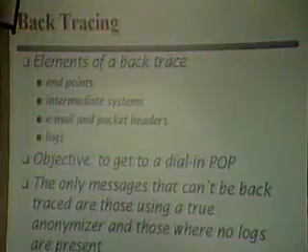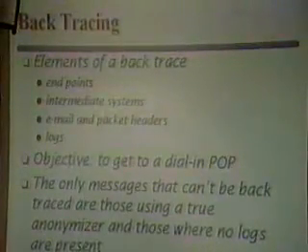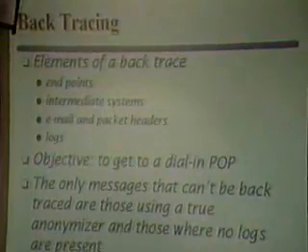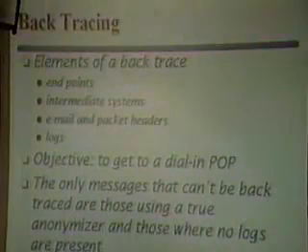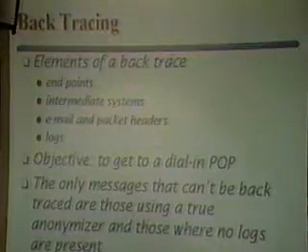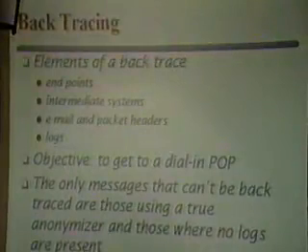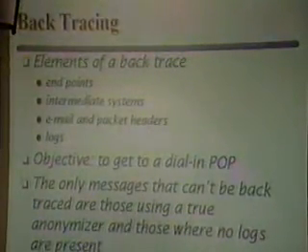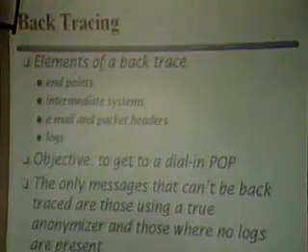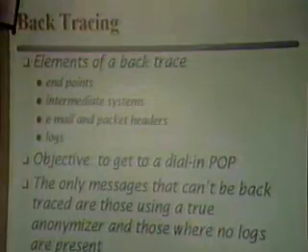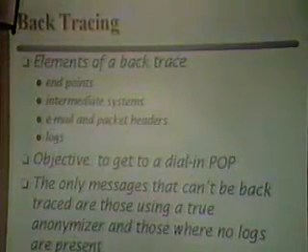Now we're ready to start looking at some backtracing. The elements of a backtracing are the endpoints, obviously. Any intermediate systems, and if we're dealing with harassing email or something of that nature, we're going to need email headers. If we have a sniffer online, we're going to want to look at packet headers. And obviously we want to look at logs. Our objective in a backtrace over the internet is to get to a dial-in point of presence.